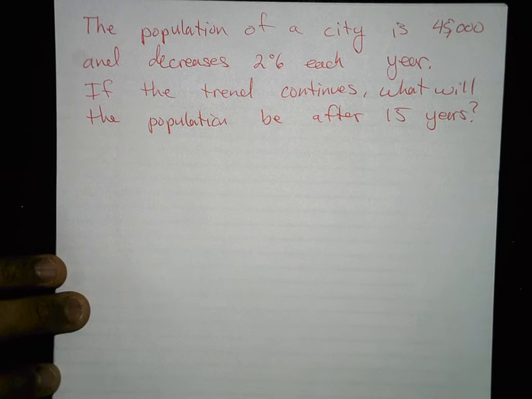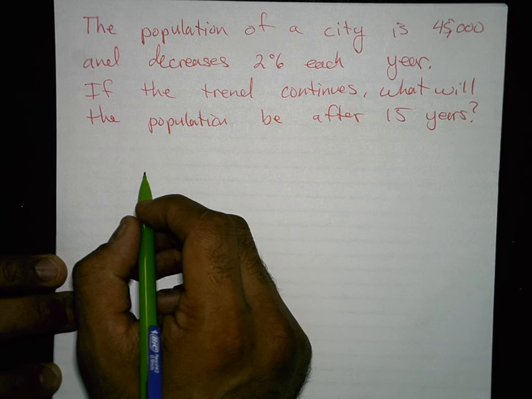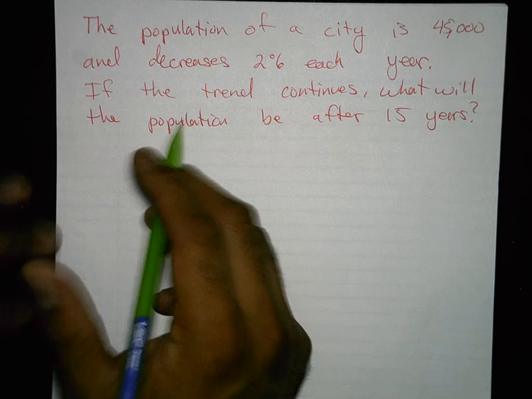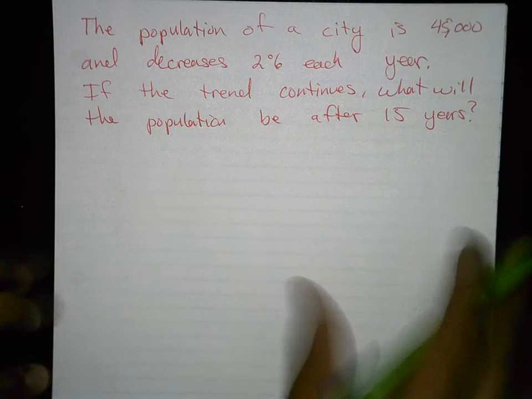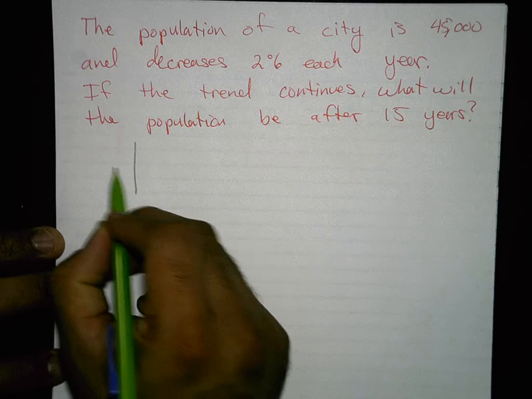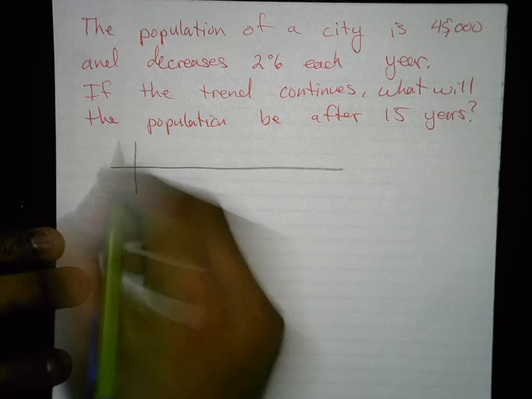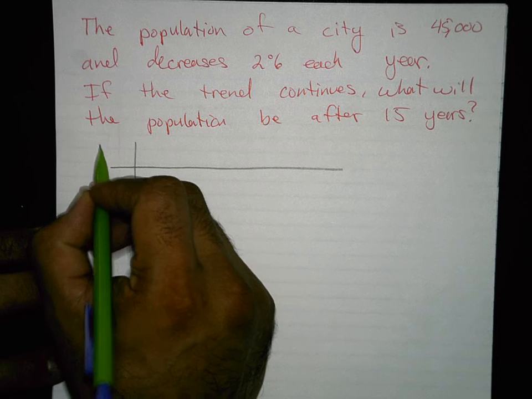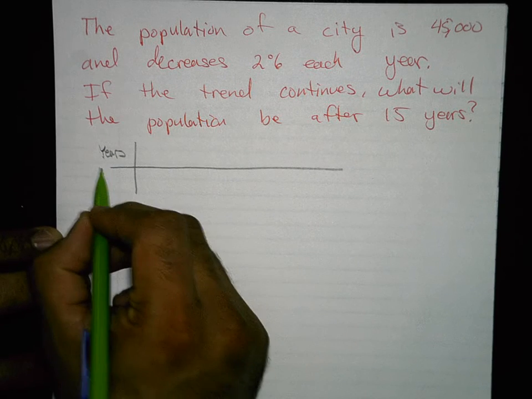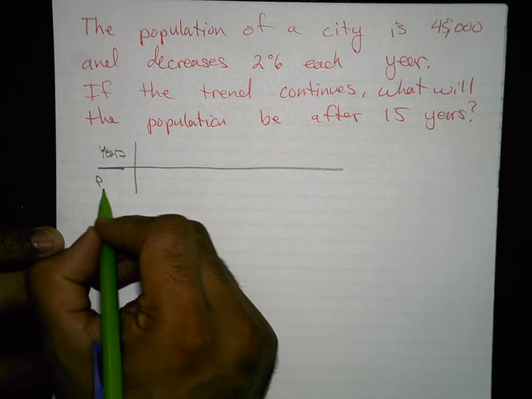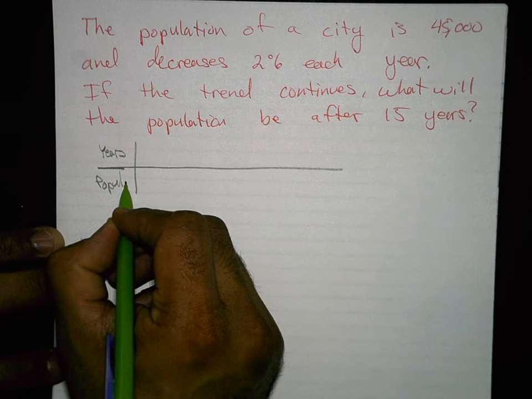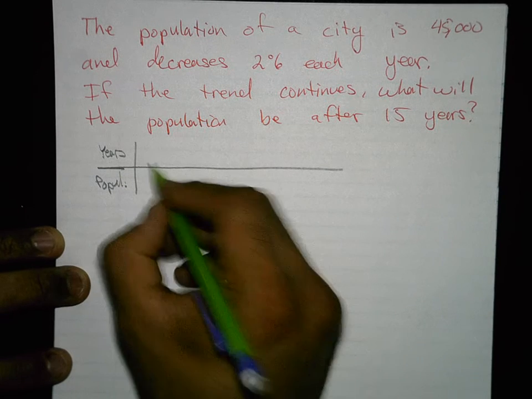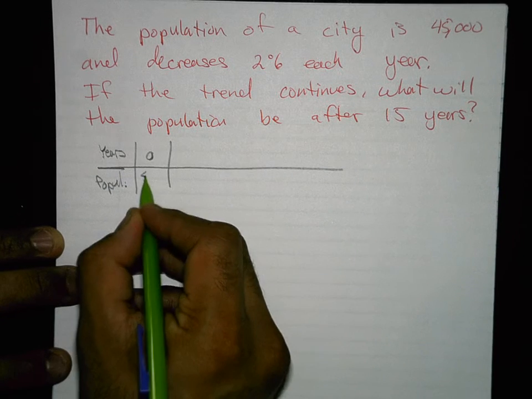It's getting smaller. So first thing I'm going to do is start creating a table out of this. Okay, see what I can piece together here. So this up here will be the years, and this will be my population right here. So we start with 45,000.